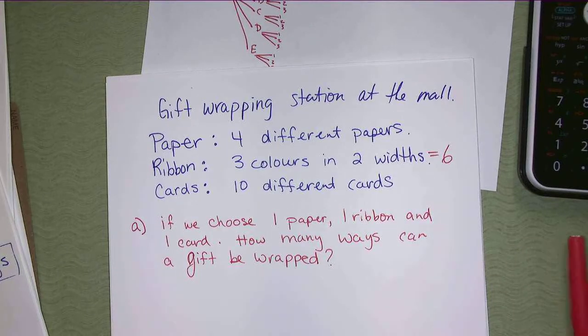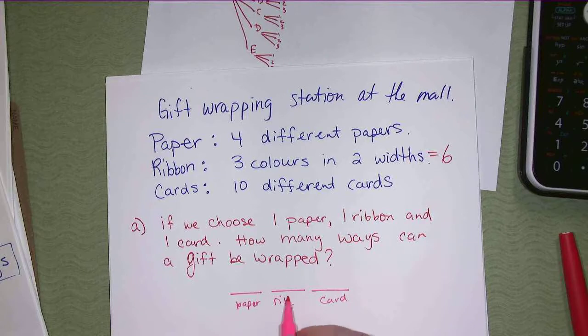So we're doing 3 choices: a paper, a ribbon, and a card. You agree? 3 choices. How many papers? 4, ribbon 6, card 10. So 240 ways.